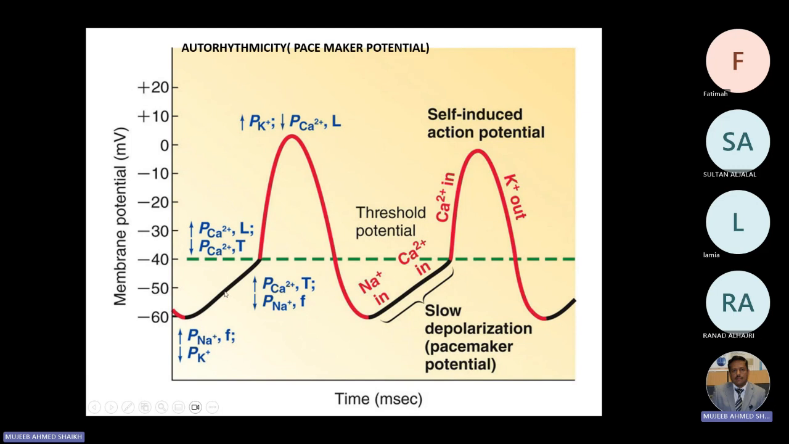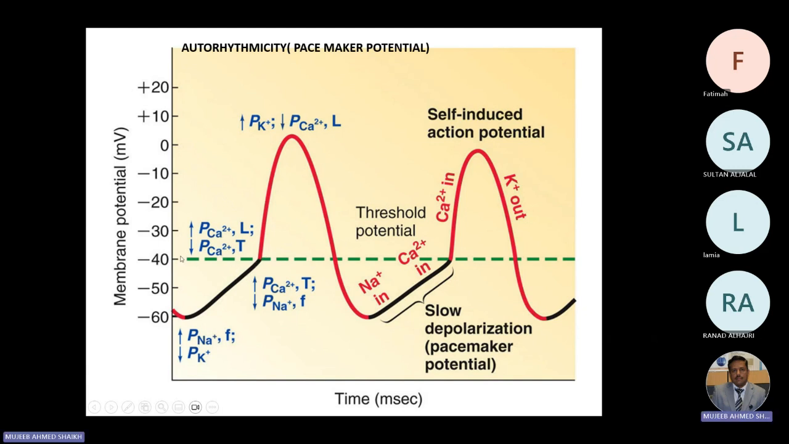So the slow depolarization phase is known as pacemaker potential. The first half of this slow depolarization is because of the influx of sodium ions. Whereas the second half of the slope, the rising pacemaker potential, is because of the entry of calcium through the calcium channels. These channels are known as transient calcium channels. They will open for a very short time and then calcium will move in. So initially sodium will move in, and in the second half, calcium will move in.